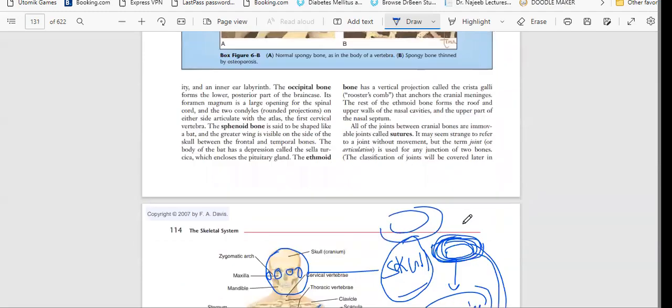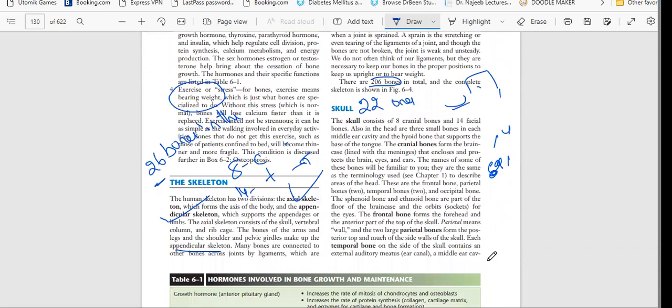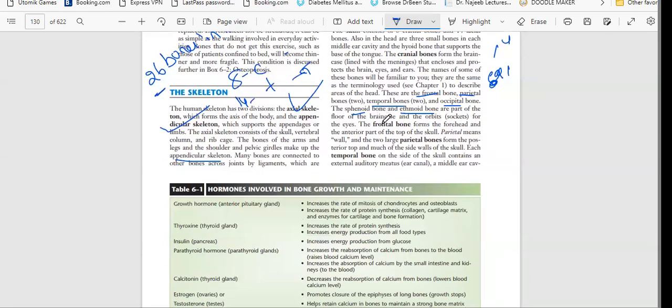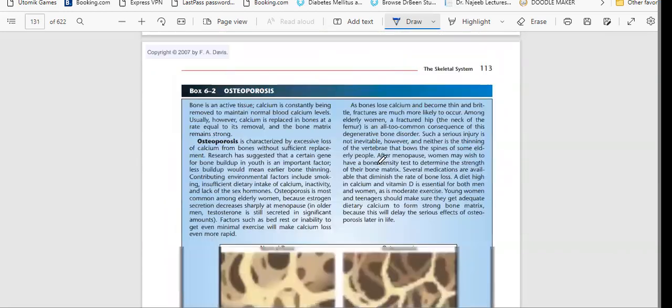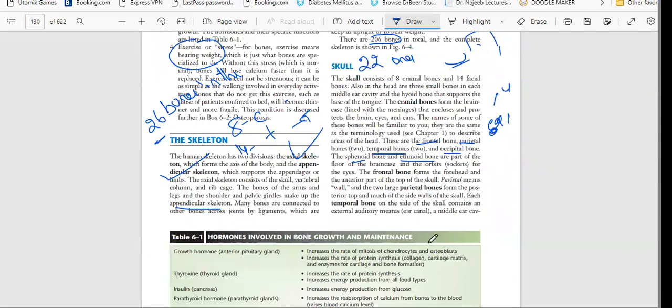Okay, so let's first talk about cranial bones. We have 8 cranial bones. What are their names? We have frontal bone, parietal bone, temporal bone, occipital bone, sphenoid bone, and ethmoid bone, which are part of the brain case and the orbits for the eyes. Let's talk about each and every bone in detail.